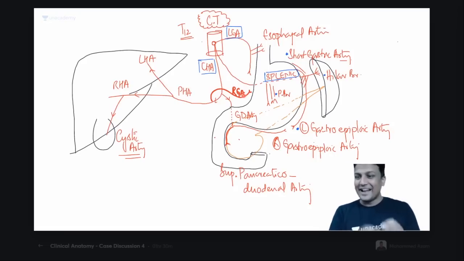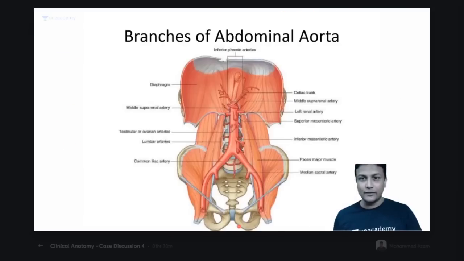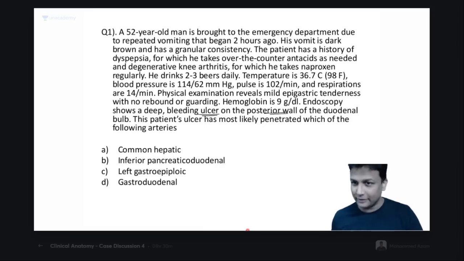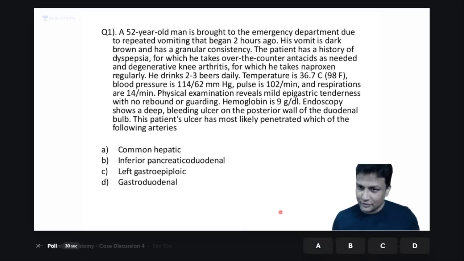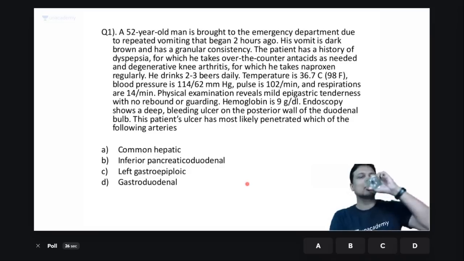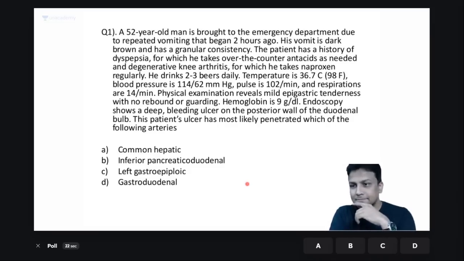Now, if you are done with this one, let's go back to our clinical case, which I have shown you in the very beginning of the topic. Come on, guys, answer this question now. Take your time and answer this question, sir. I have started the poll there.